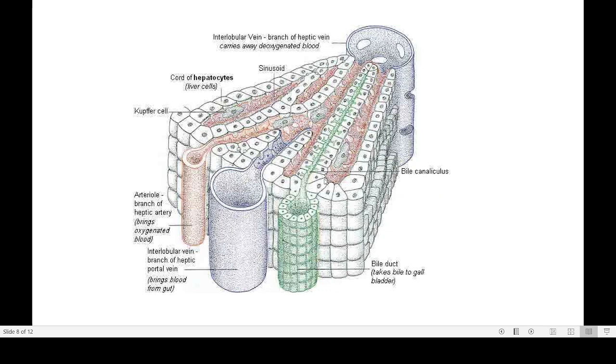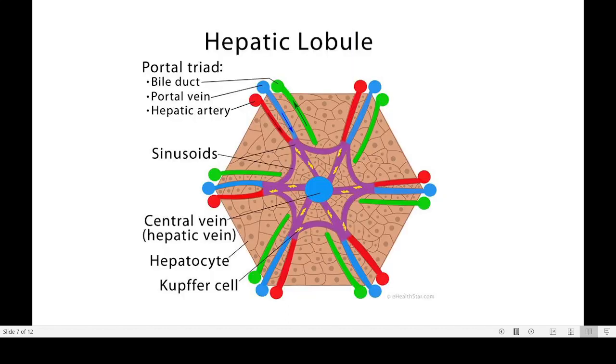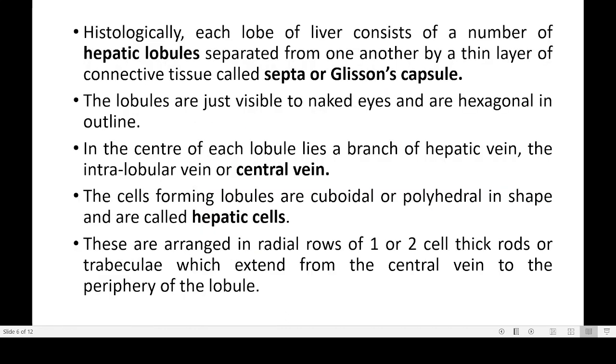These are all hepatic cells. Cube-like or cuboidal cells are present here. These cells are known as hepatic cells. Another term is hepatocyte, and they are arranged in radial rows.